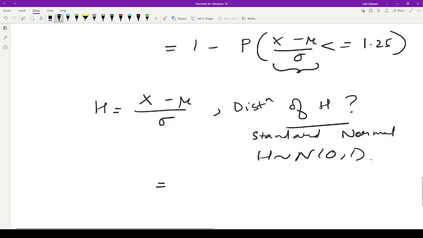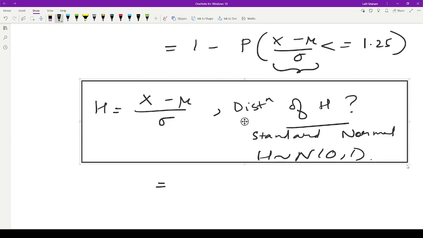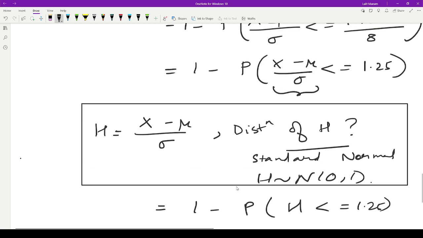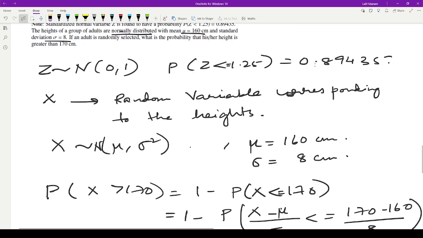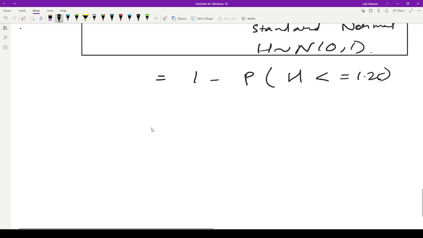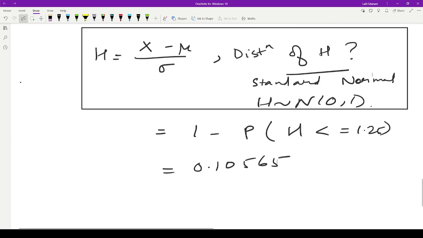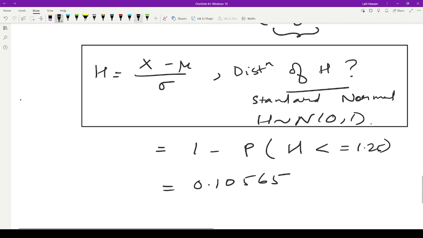So okay, we can just put this inside. With this, I can just replace it by h less than or equal to 1.25, and we are given this value of 0.89435, which leads us to the following answer: 0.10565. Okay, is this question clear?